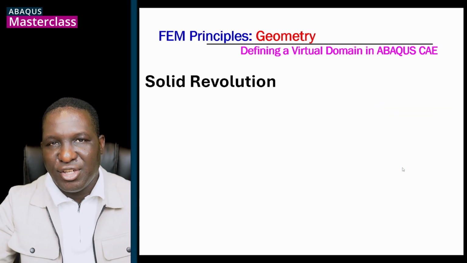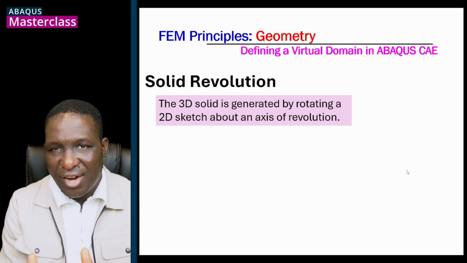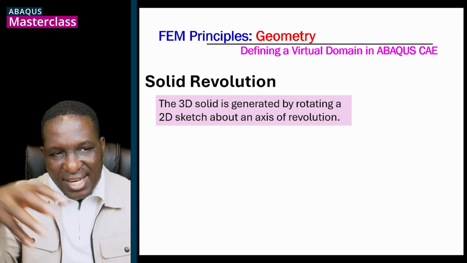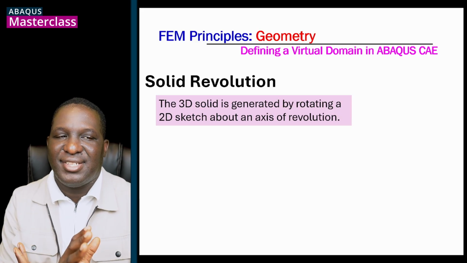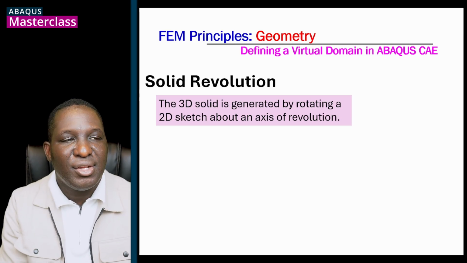The second method is solid revolution. So what does that mean? Again, a 3D solid is generated no longer by a linear extrusion but by rotating a 2D sketch about an axis of revolution. That's what the revolution method is.